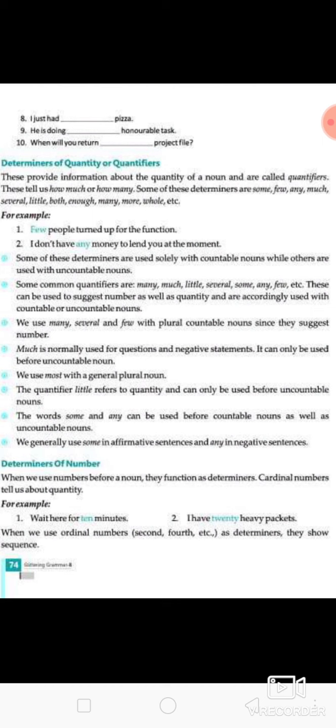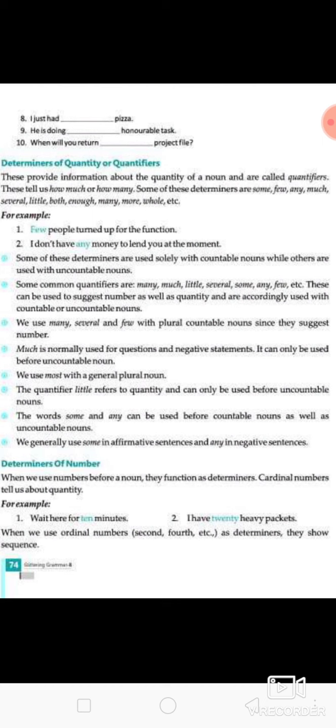The quantifier little refers to quantity and can only be used before uncountable nouns. The words some and any can be used before countable nouns as well as uncountable nouns. We generally use some in affirmative sentences and any in negative sentences, or in certain cases interrogative too.